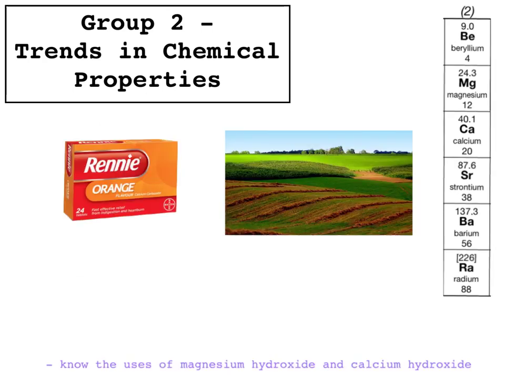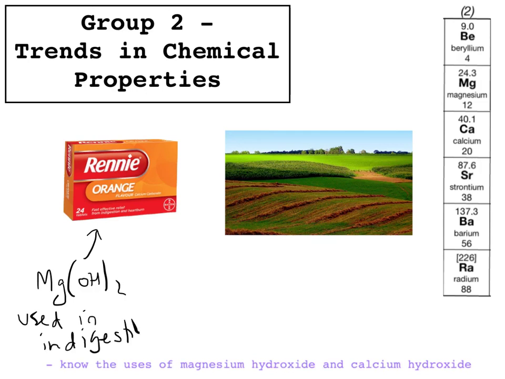So let's just discuss some uses for the hydroxides. Magnesium hydroxide and calcium hydroxide have different uses. Magnesium hydroxide is often used in indigestion remedies. It is used in antacids, and the reason for that is that it neutralises the stomach acid that is built up and causes the indigestion.